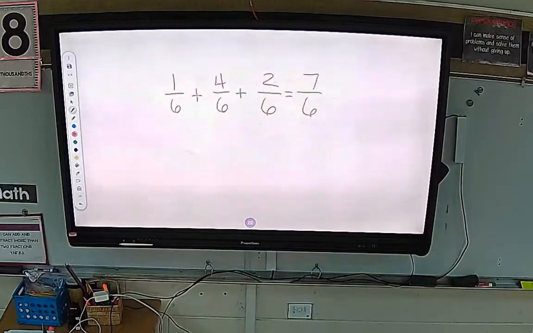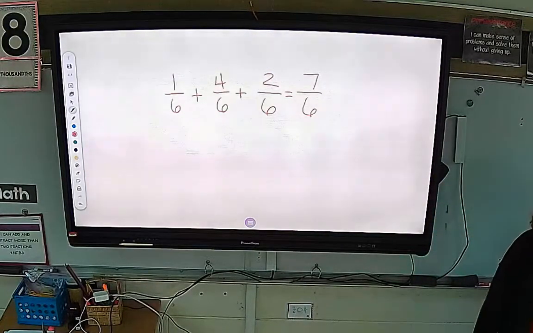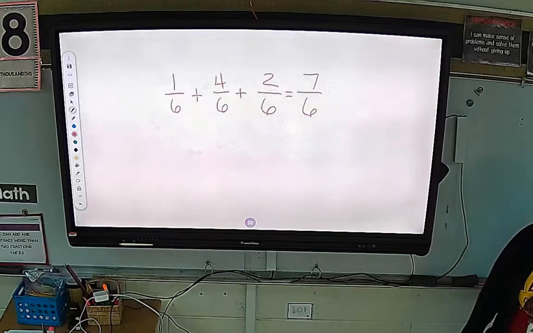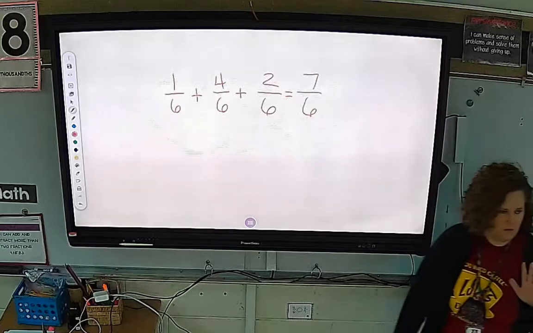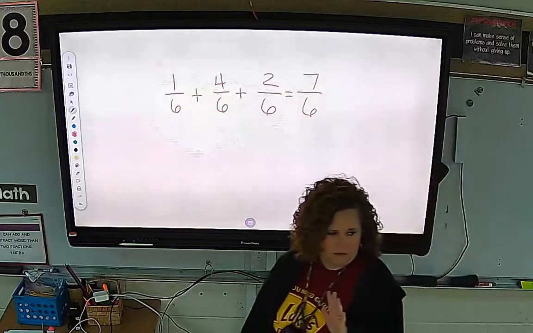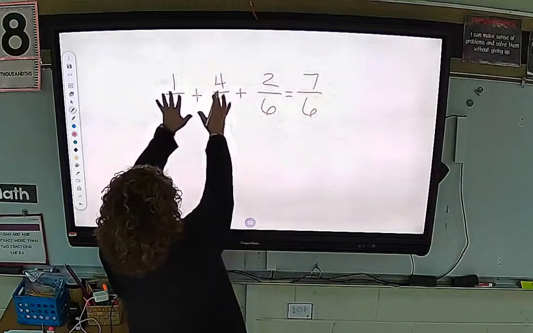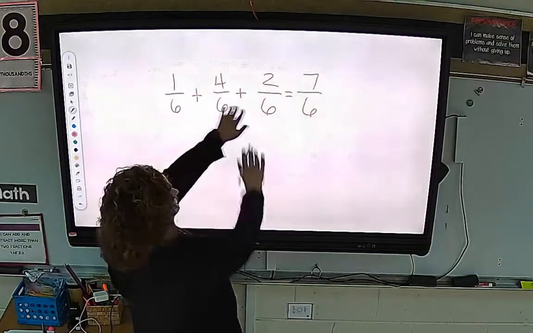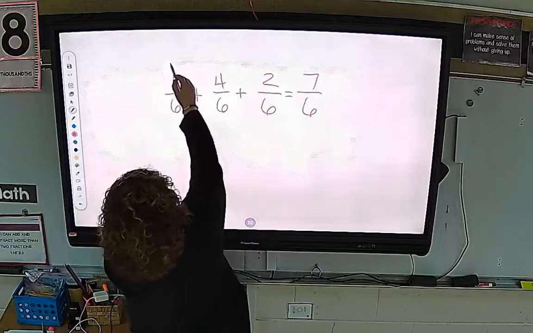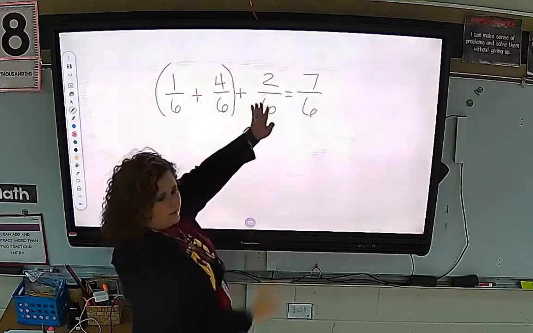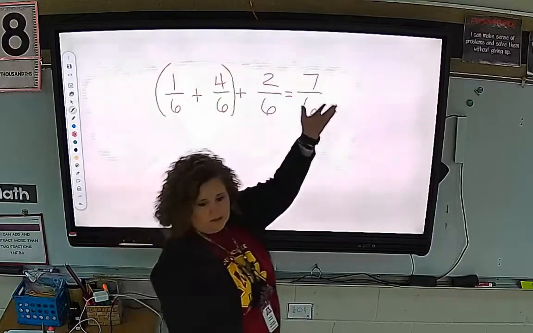Okay, anybody do something different? Yeah, what'd you do back here? So I put 1/6 and 4/6 together, and I got 5/6, and then I added it by 2/6, and then I got a whole and 1/6. Okay, so you put these two together first, and then added this one. Some people even like to do this so they know, okay, I'm going to put this together first, and then I'm going to add one more and get my answer.